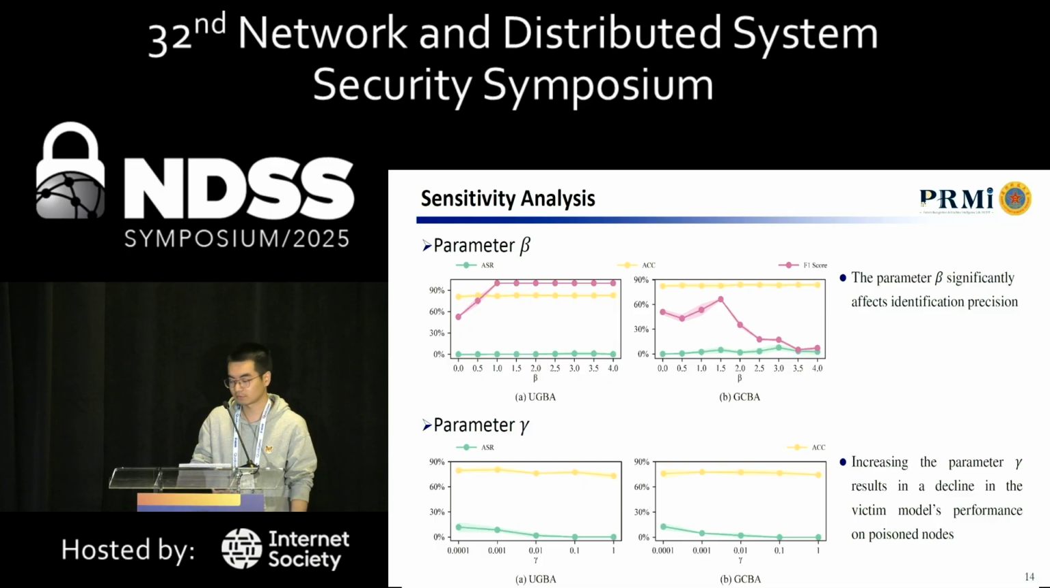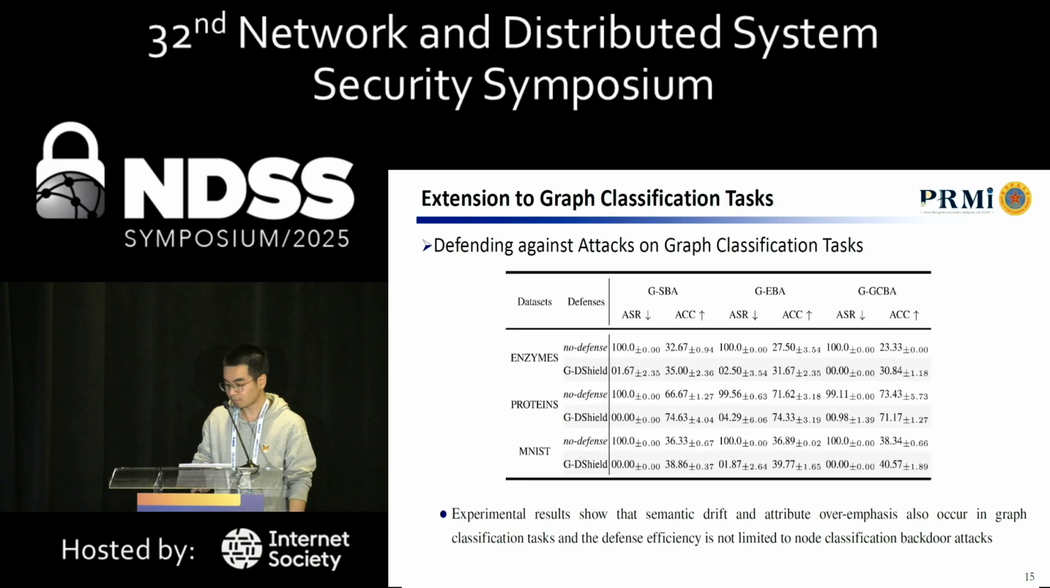And finally, we extend our algorithm to graph classification tasks. The results show that the semantic drift and attribute overemphasis also occur in graph classification tasks. This means DShield can be extended to other tasks beyond node classification.